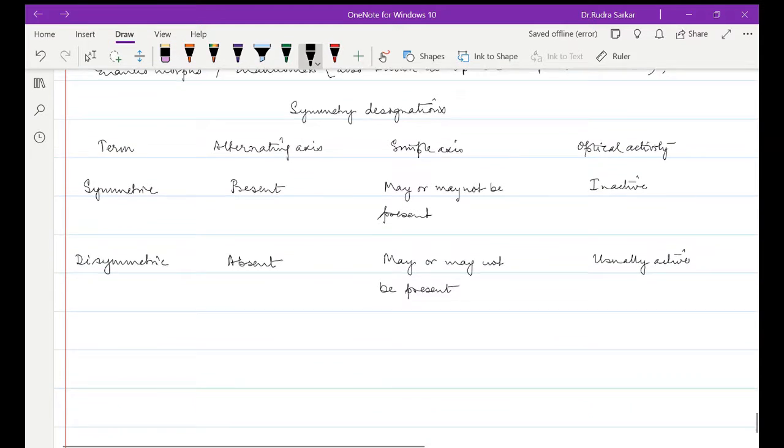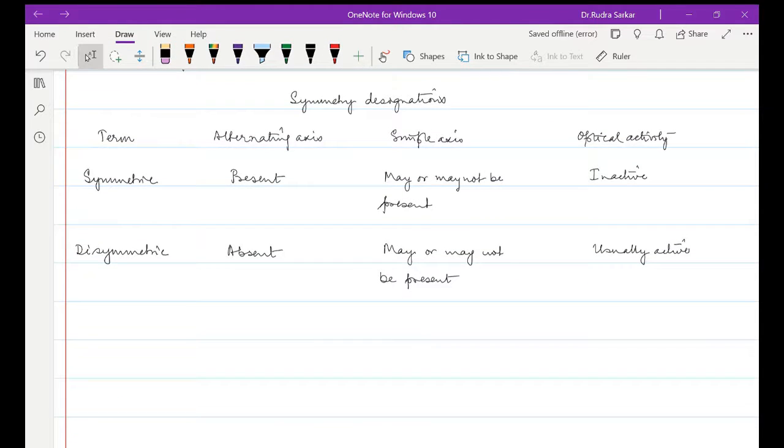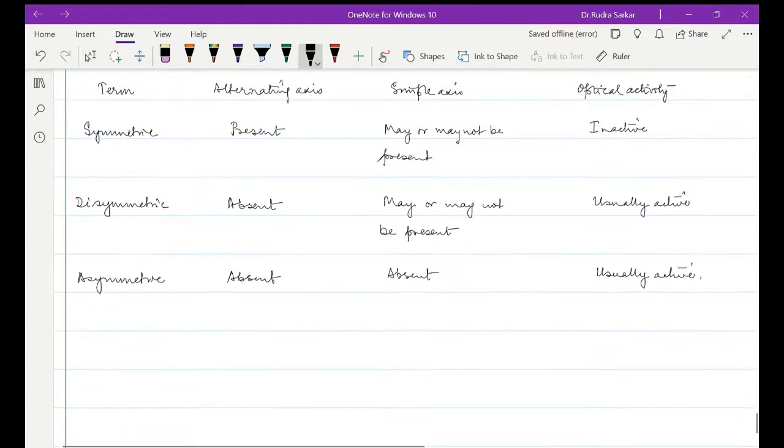Some things that we have discussed before. Asymmetric: again the alternating axis is absent here, absent, usually active.